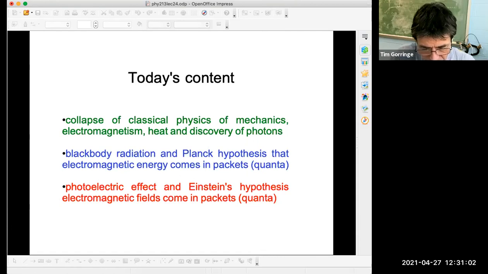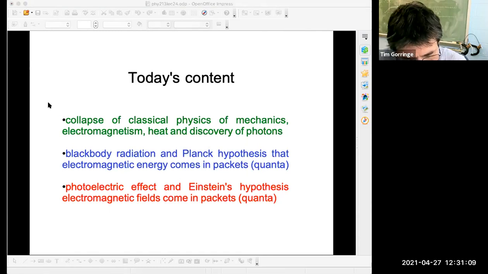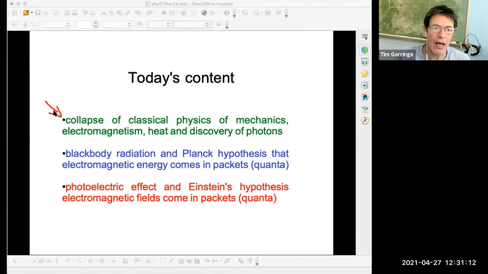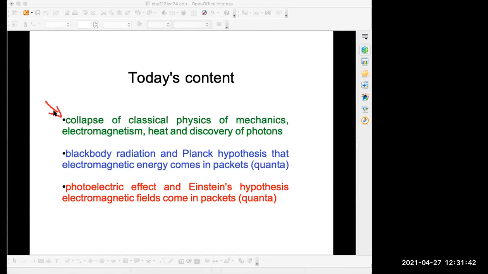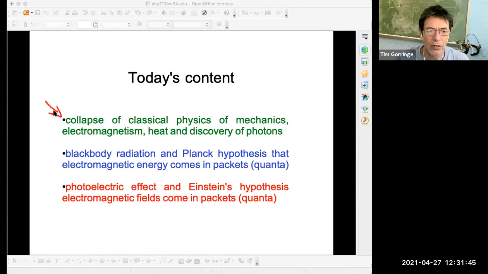Today's class, I want to first say a few general remarks about how the classical physics that was developed in the 17th, 18th, 19th centuries, that's the physics of mechanics, Newton, electromagnetism, Maxwell, and also heat, how that collapsed at the beginning of the last century. And that collapse led to something we're going to talk about today. It led to the discovery of photons. So we're going to talk about photons today.